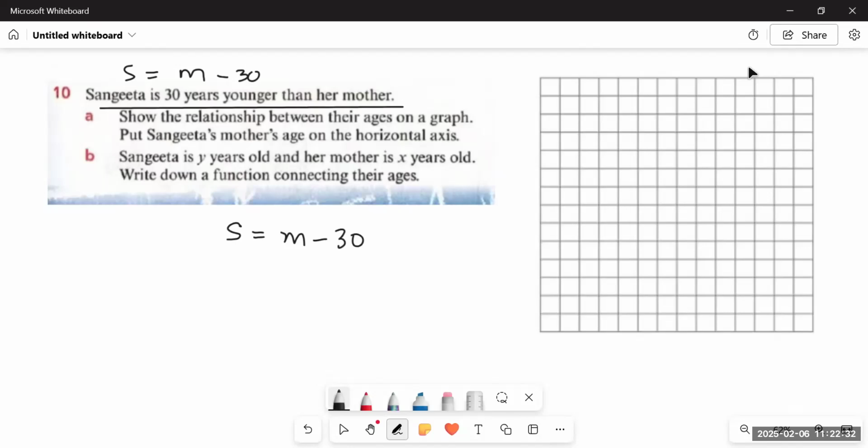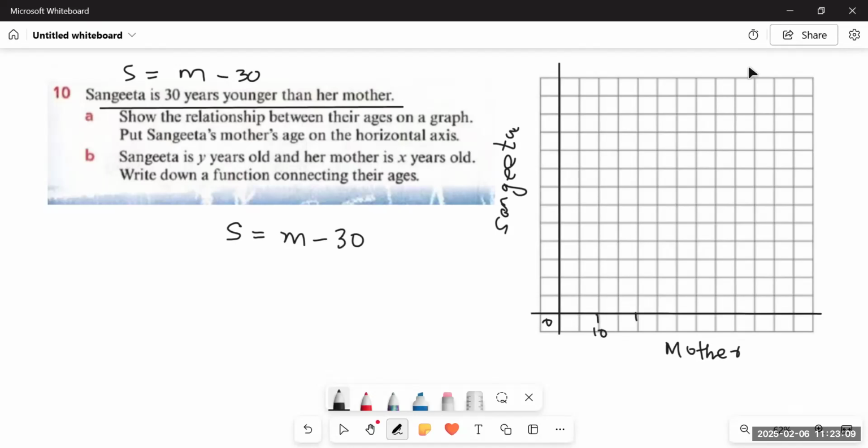So let's start by drawing this straight line on the x-axis and on the y-axis. Okay, this is the origin, that is 0. And since we have to keep Sangeeta's mother's age on the horizontal axis, we can say that this is the mother's axis and this is for Sangeeta. We cannot keep Sangeeta's age on the x-axis because it's clearly mentioned in the question. Now, how are we going to write down Sangeeta's mother's age? So let's take the difference of 10. Okay?